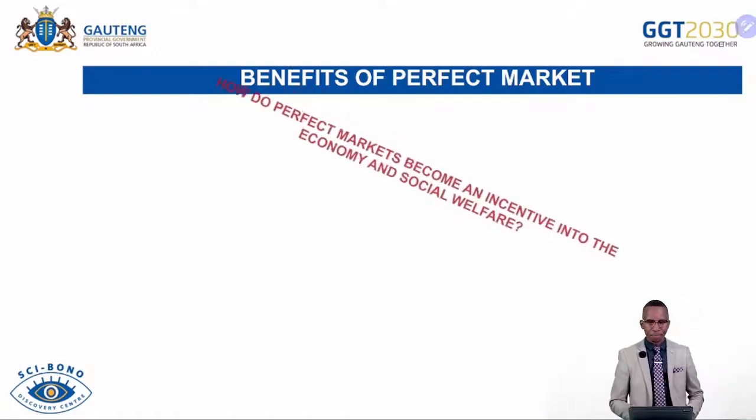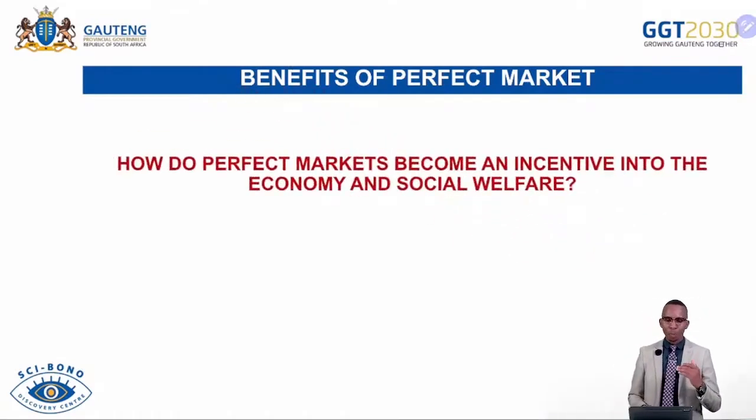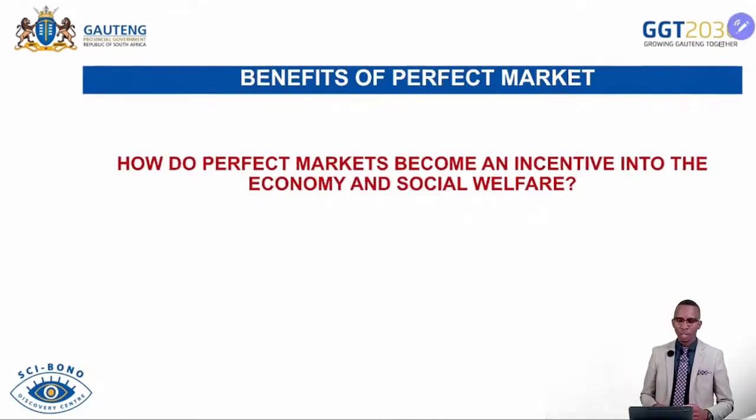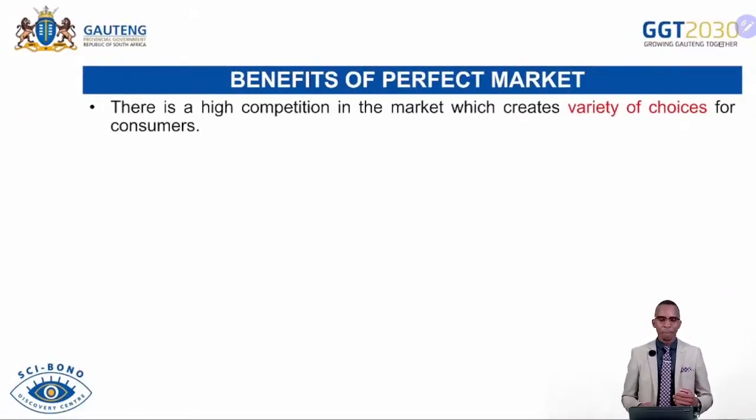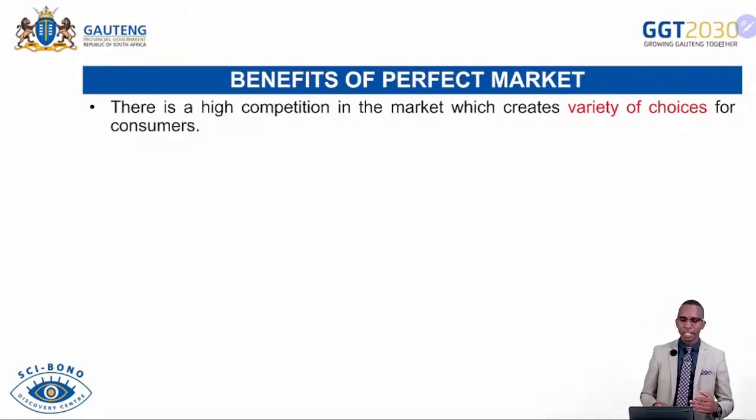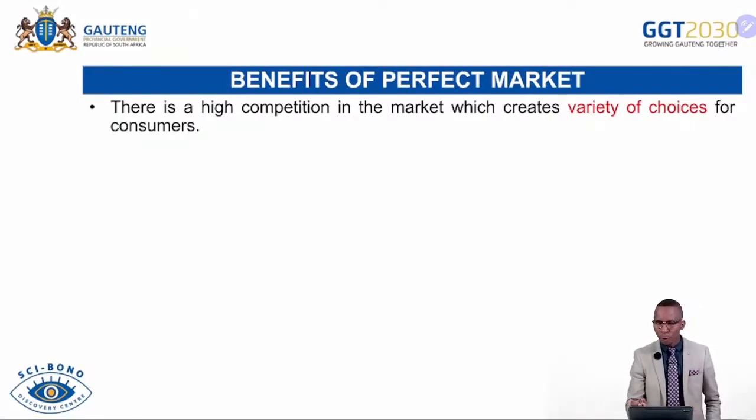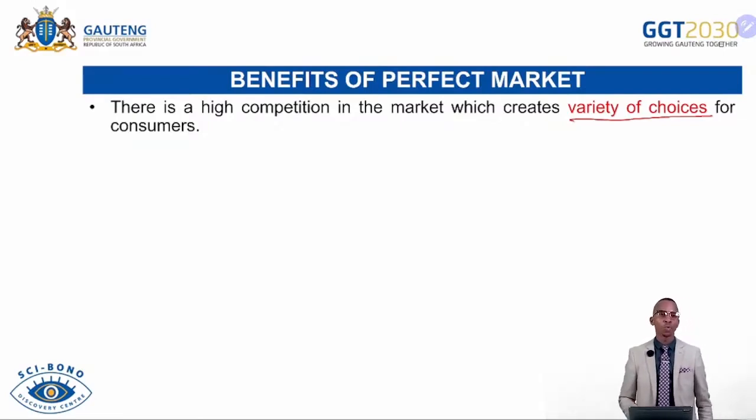So let's see. How do perfect markets become an incentive into the economy and social welfare? Meaning, how can perfect markets benefit the economy? So the following are the possible responses that you can mention. The perfect market results in a variety of choices. Remember, there is very high competition in the market, which creates a variety of choices for consumers.